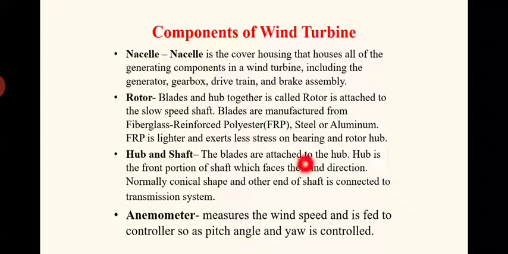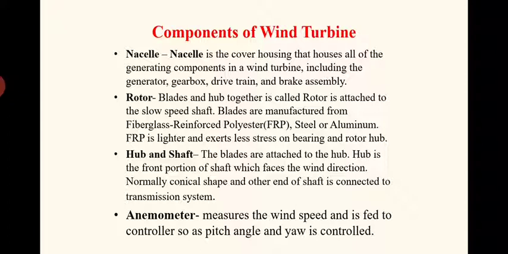Okay, hub and shaft. The blades are attached to the hub. Hub is the front portion of the shaft which faces the wind direction. Always, the hub will be facing towards the wind direction. So by sensing the direction of the wind, we have to rotate the nacelle and hub. Some governing and controlling mechanisms are there to rotate that entire uppermost part. So we will make sure that the hub is always facing towards the wind. Normally conical shape, and the other end of the shaft is connected to the transmission system. The front end of the hub is always in conical shape to have lesser resistance.